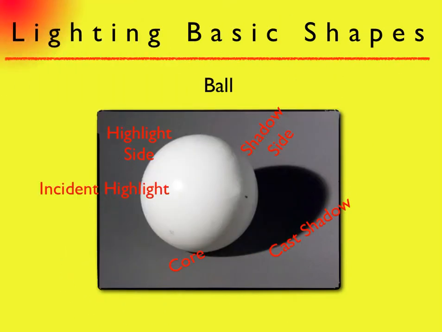Next, the ball. It has the highlight side, which is the brightest, the shadow side is the darkest, and in between the highlight and shadow is that transition, and that's the core. And there is a hot spot. Each of you, if you look at somebody in this room, you'll see on their nose there's a spot that's brighter than every other spot of the face, and that's your hot spot. And then you have your cast shadow.